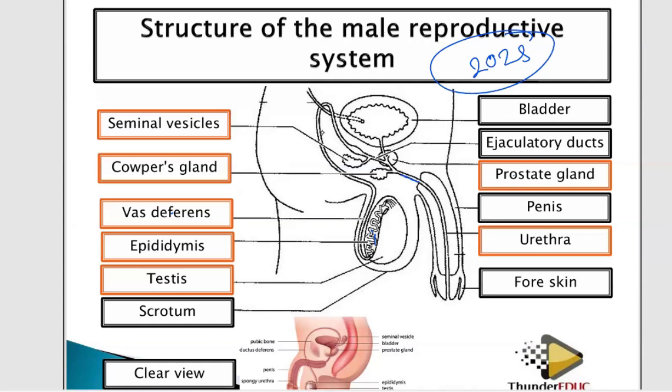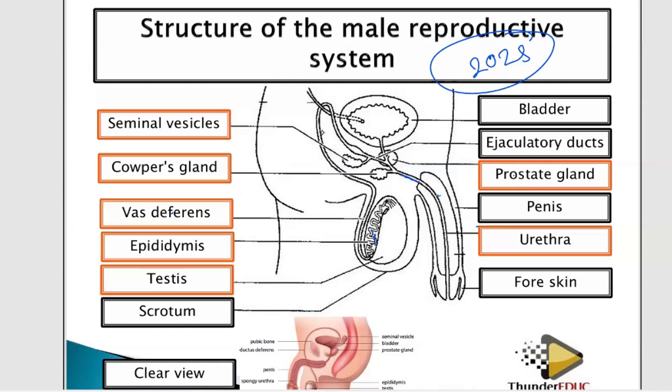Sandion, what's the function of the penis? Transport. Transport what? Out of your body. To where? Okay, the transportation of the semen into the vagina so that fertilization can take place. No, that's the urethra. The penis is just the structure which aids during copulation.